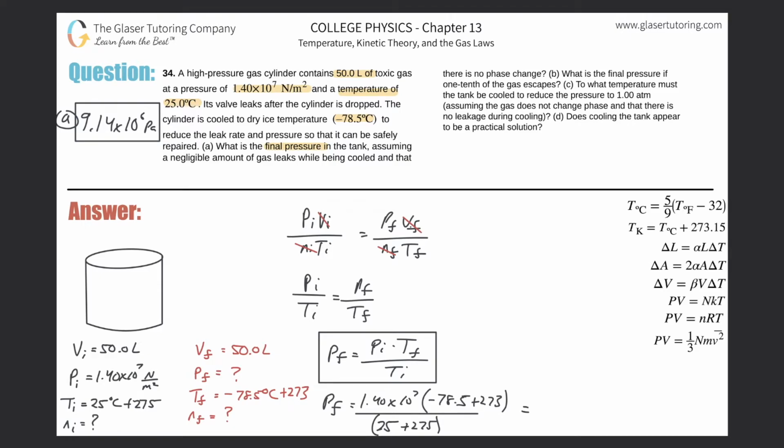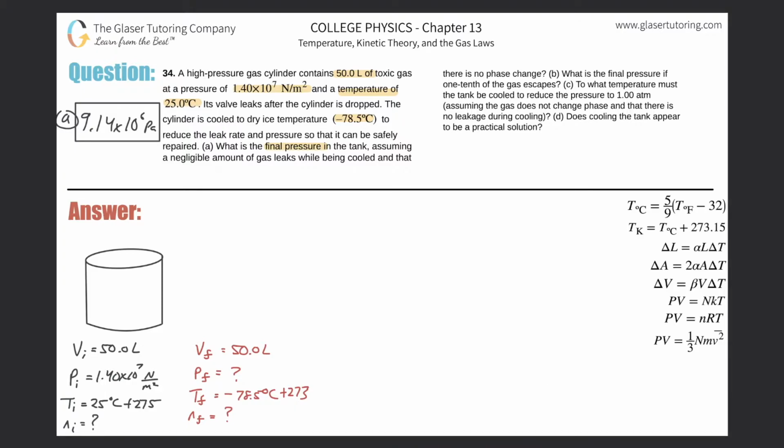Okay, now let's take a look at the next part of the problem. I'm just going to erase this work for now. Part B, what is the final pressure if 1/10 of the gas escapes? So again, we're still thinking about the combined gas law, PiVi divided by NiTi will equal PfVf over NfTf.